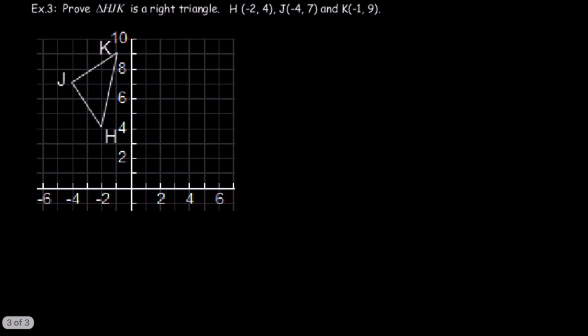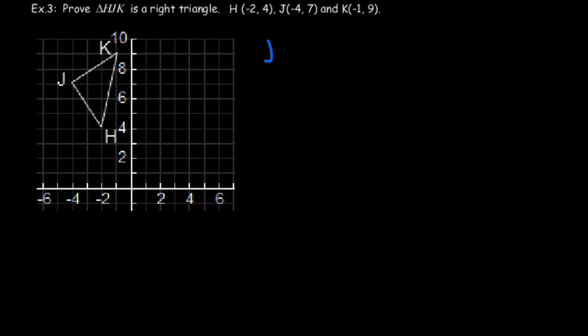Last one. Prove triangle HJK is a right triangle. Okay, so this is going to be a little bit more challenging. And again, you don't have to do it in this order, but I like to try to identify the right angle ahead of time. So that looks like a right angle there. I'll use the distance formula on those two sides first.